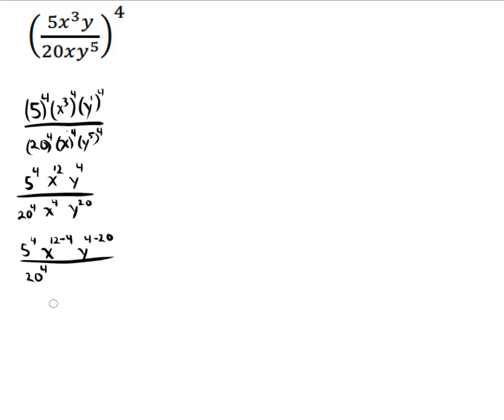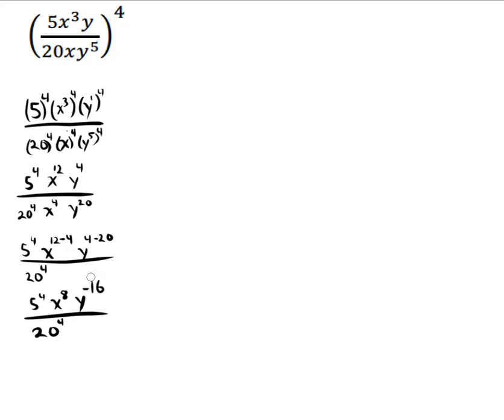12 minus 4, as you know, is x to the 8th, right? 4 minus 20 is going to be negative what? Y to the negative 16, right? Okay. So that's y to the negative 16, and then I still have my 5 to the 4 and the 20 to the 4, and both of those are pretty ugly, I gotta admit. So what we have here now is x to the 8th, y to the negative 16.